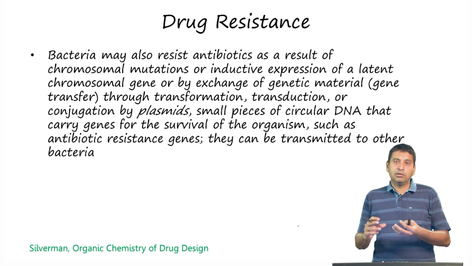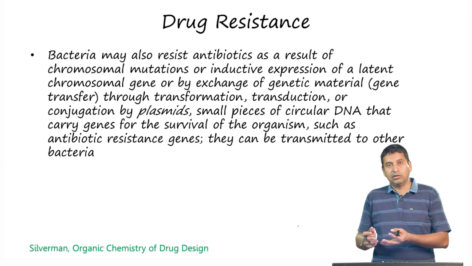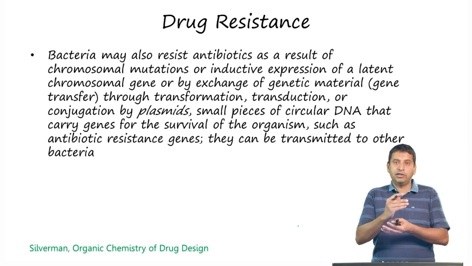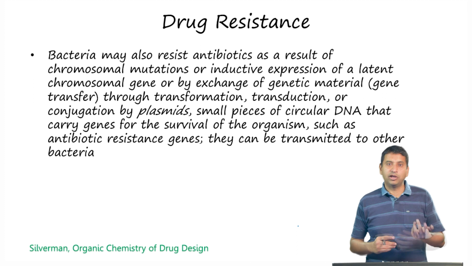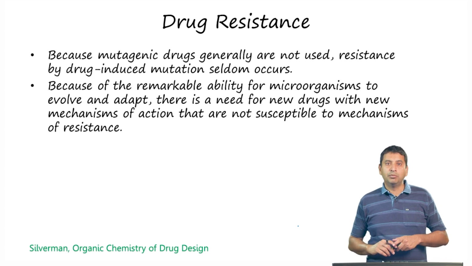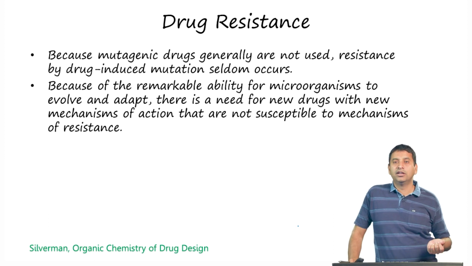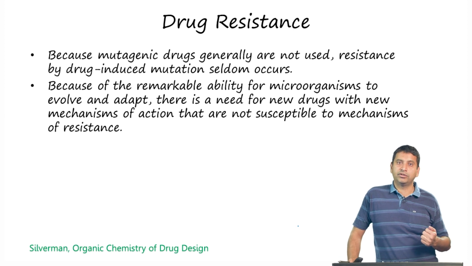So, these plasmids are nothing but small pieces of circular DNA that can carry genes for survival of the organism. And if there is a group of organisms which are already resistant to the antibiotic, those genes can be transferred to another organism and that helps the other organism to become resistant to the antibiotic. So, because these drugs are rarely mutagenic, resistance by drug induced mutation is a very rare situation.